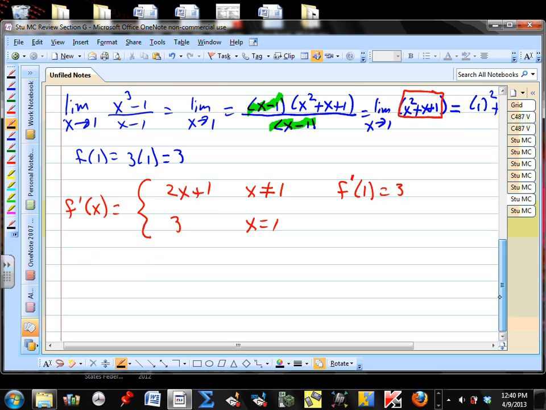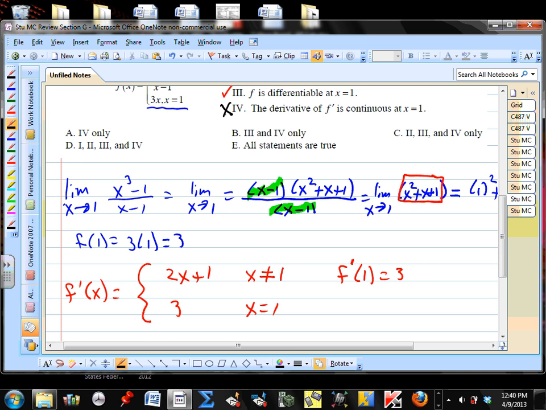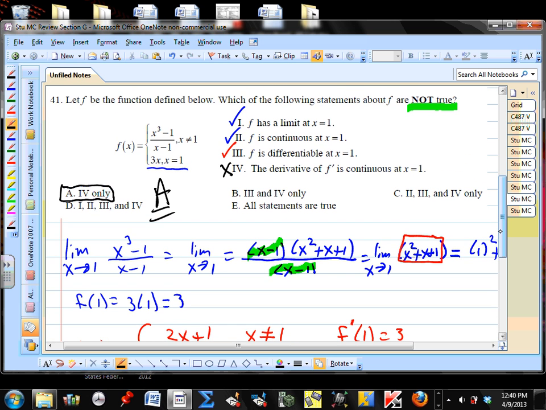So let's find f double prime, which is going to be a piecewise defined function. The derivative of 2x plus 1 is 2. The derivative of 3 is 0. Now these are not equal. Statement 4 is the false statement. So our answer is option A. Statement 4 is the only false one. Wow. Now that was a brain teaser.